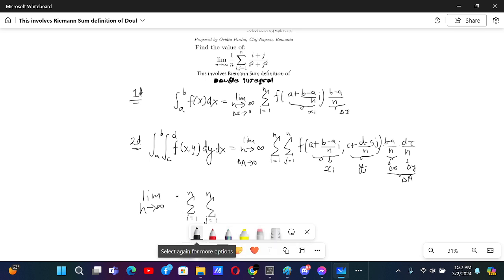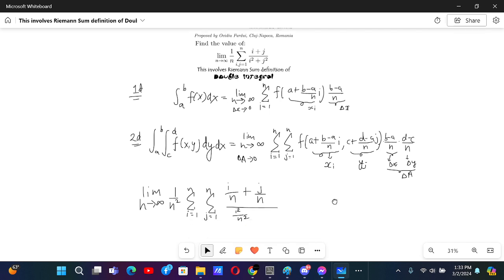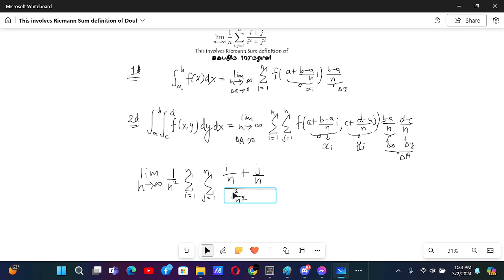Now let me remove this 1 by n, and basically put 1 by n square over here. And then here also I can keep 1 by n, i by n plus j by n, and also over here i square by n square. Because I took an n from the denominator common, now I can write this as 1 and j square by n square.